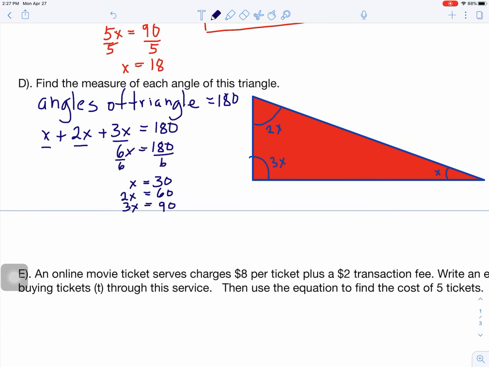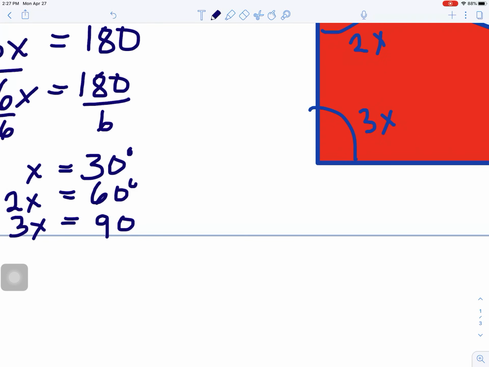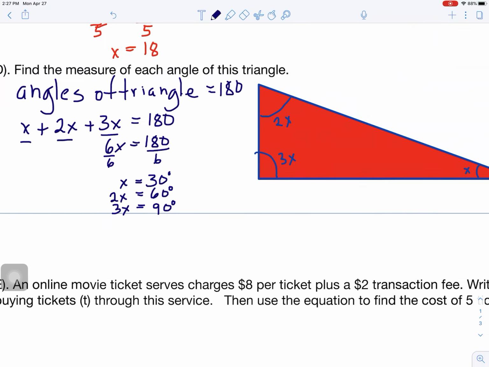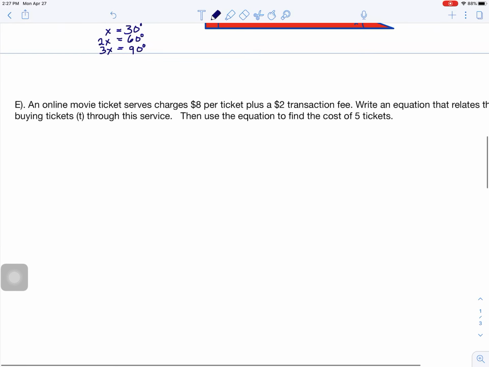And if you look at that triangle, those angles make sense. This is a right triangle. So we'll add our little degrees on there, and then we're finished with this one. All right, moving to the next one, the last one.